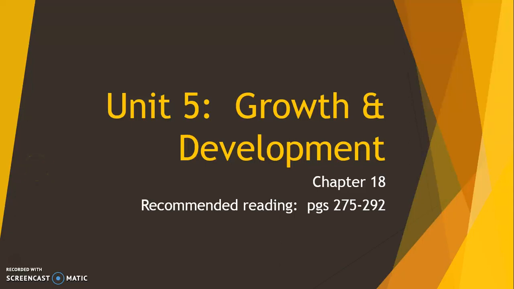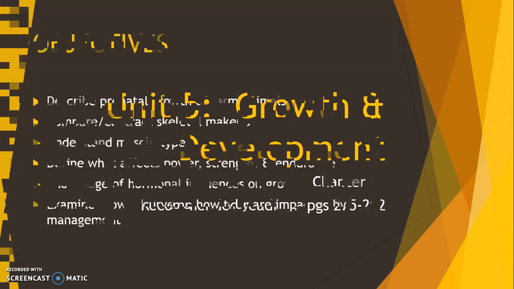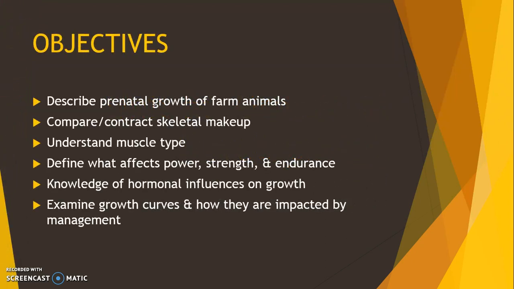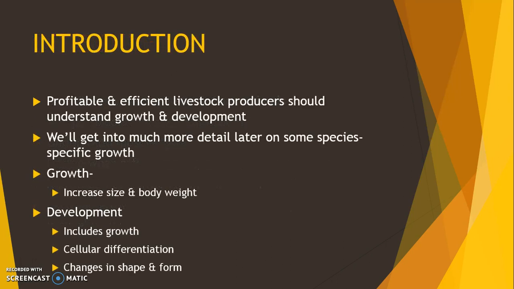Unit 5 in Animal Science focuses on growth and development, and that's Chapter 18 in your textbook. I'll motor right on past the objectives. You all can review those in your note packet.